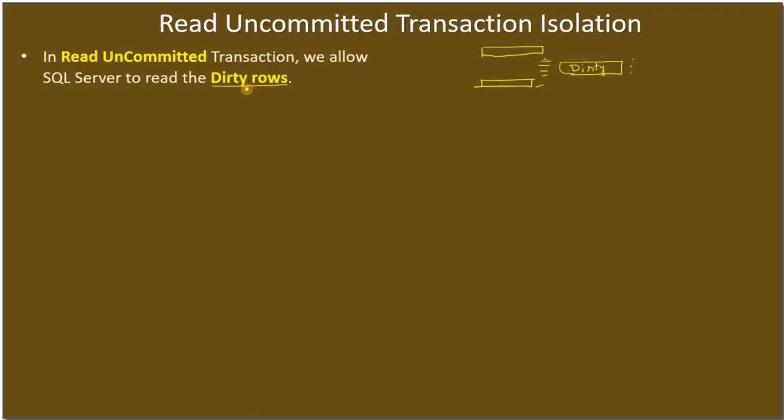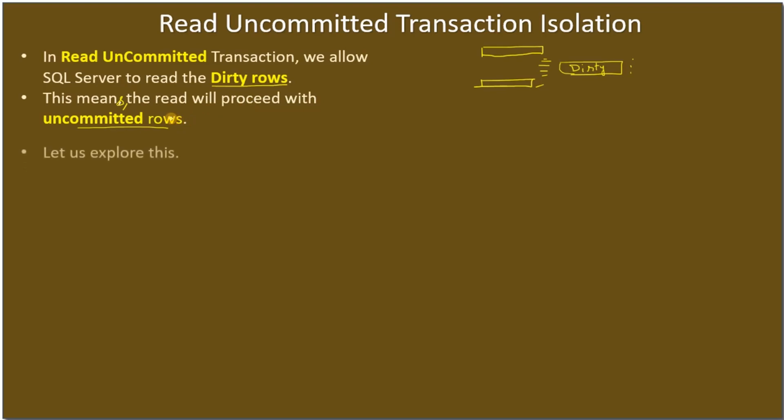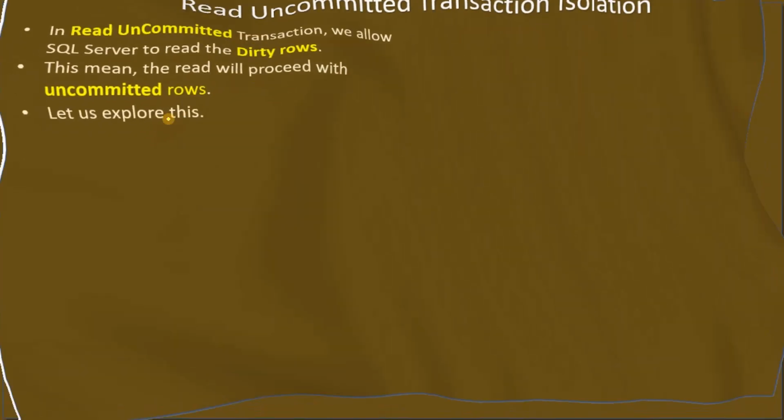By default, SQL Server goes with the read committed transaction isolation, right? That means here we need to change that default using read uncommitted. This means the read will proceed with the uncommitted rows. Let us explore this with an example.